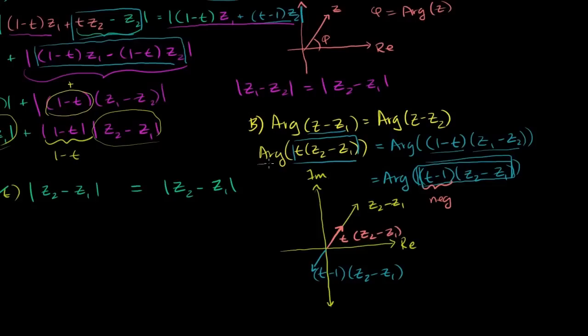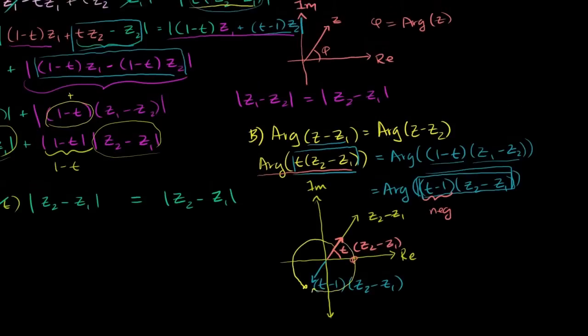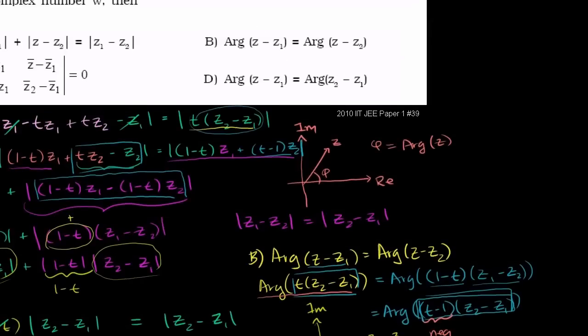Now, the arguments are just the angles between each of these numbers and the real axis. So the argument for this thing right over here is going to be this angle. I could call that phi. But what's the argument for this thing? It's going to be that plus pi, or plus 180 degrees. We have to go all the way around. So they are not the same angle. Whatever number this is, this number is going to be that plus pi, or even minus pi. You could even go that way. But they're definitely not going to be the same angle. So we can cross out choice B as an option.